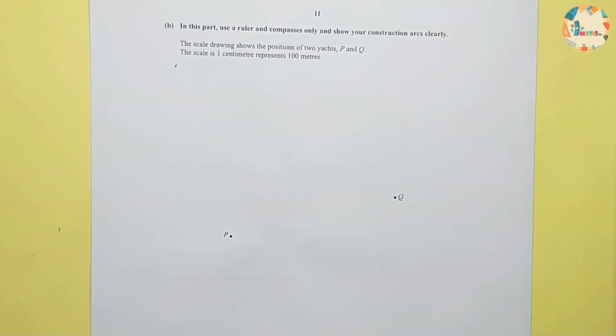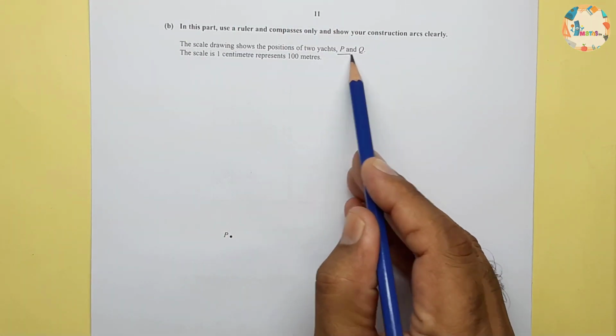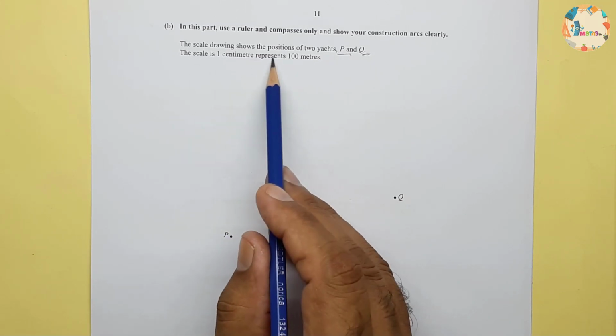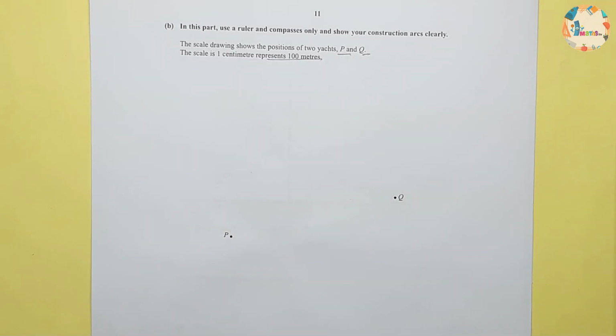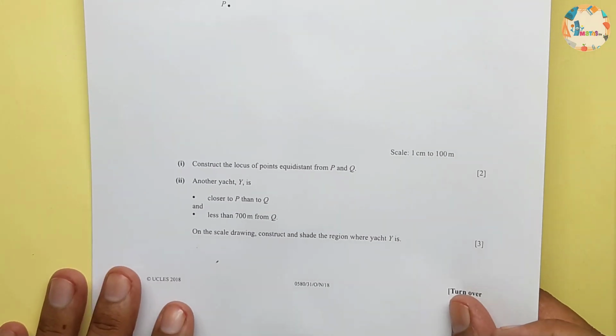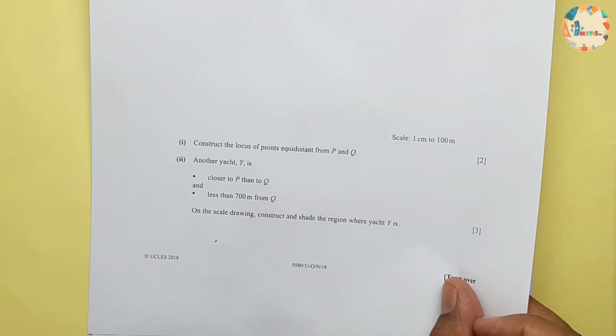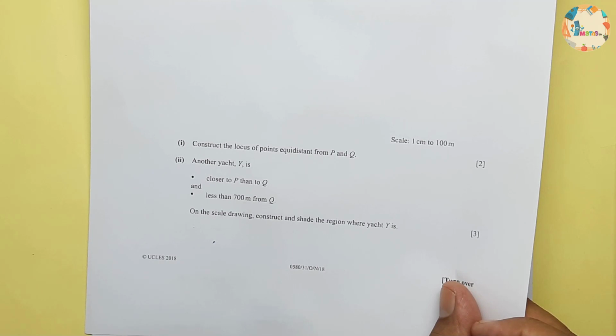Then B part, in this part use a ruler and compass only and show your construction arcs clearly. The scale drawing shows the positions of two yachts P and Q. 1 centimeter represents 100 meters. So first of all, in this part 1, they are saying construct the locus of points equidistant from P and Q.